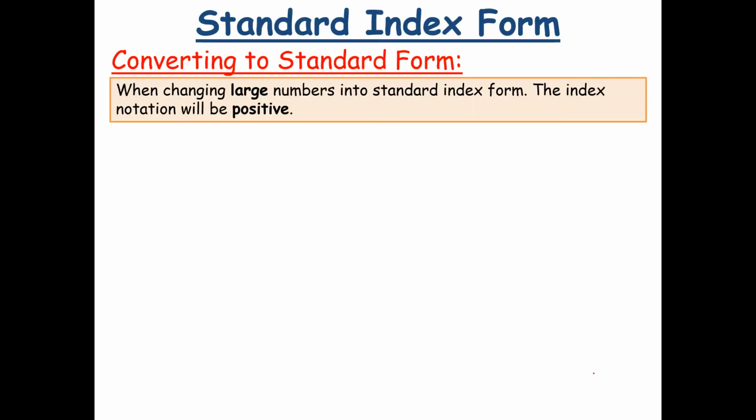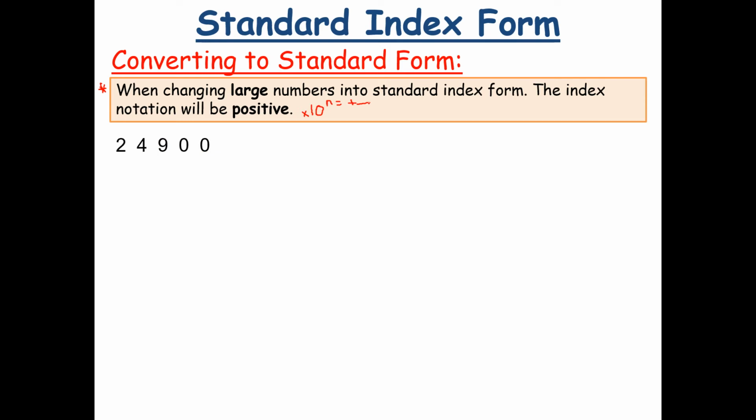So when changing large numbers into standard index form, the index notation will be positive. Please make sure that you note this down, and the examples that I go through on this page. When changing large numbers into standard index form, the index notation will always be positive. What that means is that when you do times 10 to the power of n, your n is going to be a positive whole number. So let's have a look.